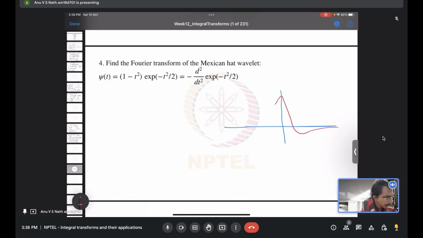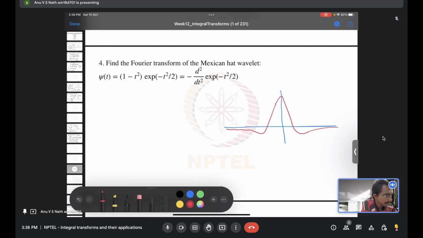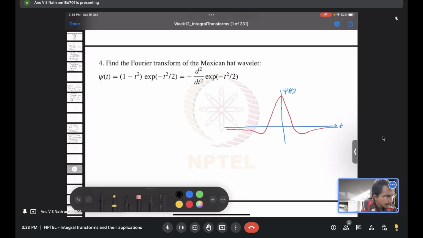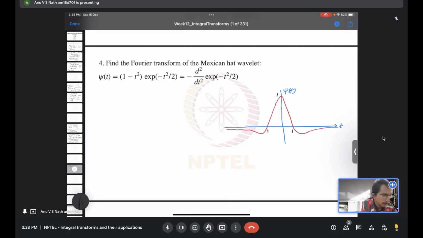And symmetrically the other side also. Maybe I will draw it asymmetrically, but assume that it is symmetric. Okay. And it will resemble a Mexican hat, that's why. So here it is t and here it is psi of t. The value at t equal to 0 is 1, and when t is 1, it is 0, and it decays exponentially, or like a Gaussian, towards infinity.